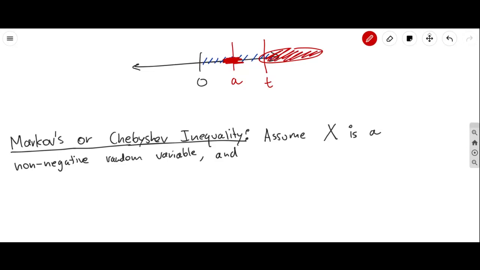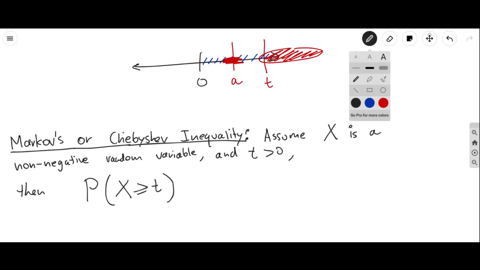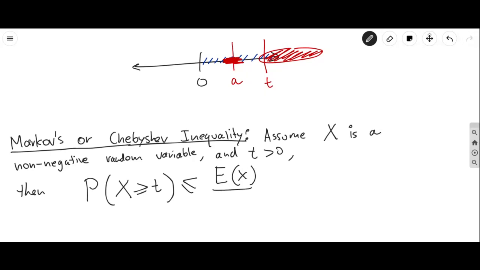So away from where we expect to be, and t is a positive number. Then the probability that our random variable is greater than or equal to t, and it does not matter whether this is a strict or weak inequality, just depending on how people write it, we can put a bound on how big that probability is. This is not supposed to happen. It could happen, but it's not supposed to happen because we're far away from the expectation. So it's going to be bounded by the expectation of x divided by t.